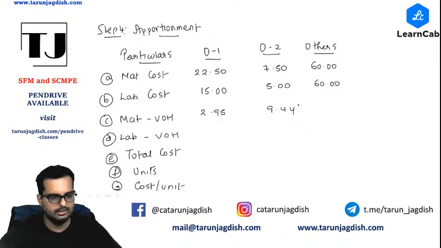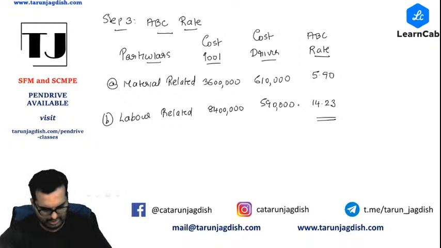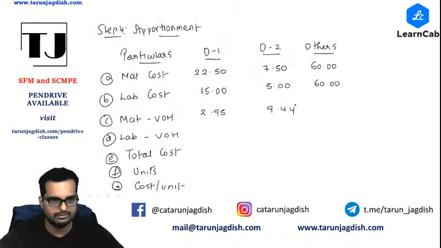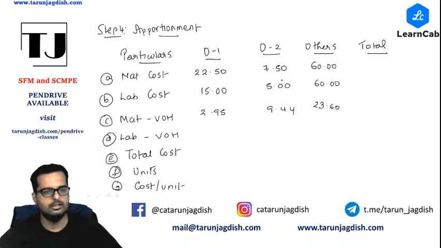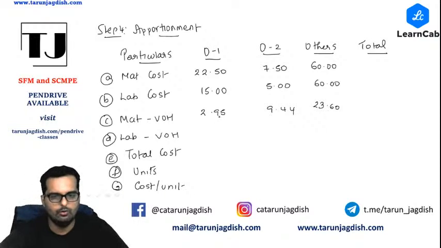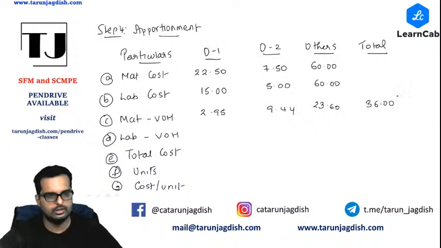Others in the same way would turn out to be 4 lakh into 5.9, which would be 23 lakh 60,000. Alright. I'll just take the total over here. So this is for material variable overhead. Alright. What about the next one? Labor variable overhead. Let's just add up these three: 23.6 plus 9.44 plus 2.95. Yes, it turns out to be 36 lakhs. The total should tally.